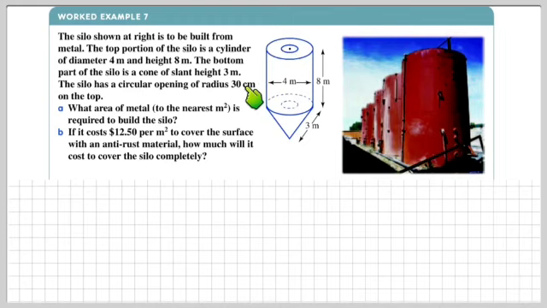Right, now look, warning, warning, warning, mixed units. You switched on to the mixed units, you need to be. Okay, now what do they want to know? What area of metal, what total surface area, to the nearest square metre, is required to build the silo. That's part A. And if it costs $12.50 for every square metre to cover the surface with an anti-rust material, how much will it cost to cover the silo completely? Piece of cake, guys. Let's do A and not get too bound up about part B yet.